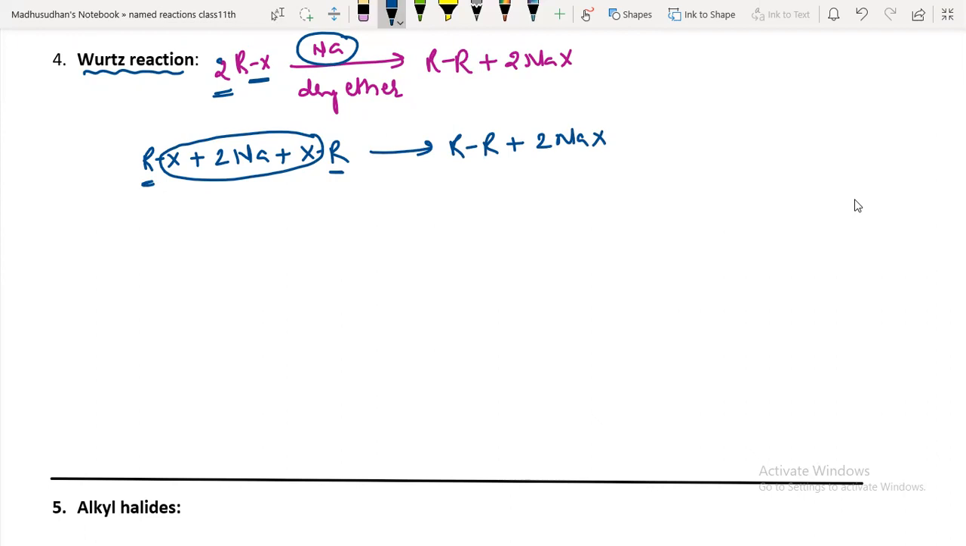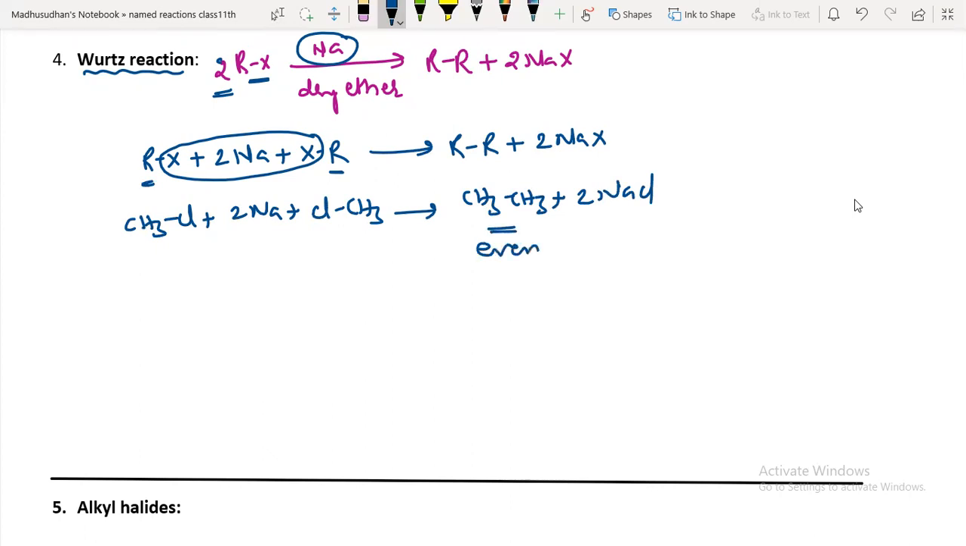Okay. Suppose I start with methyl chloride on reaction with sodium. 2 moles of methyl chloride I am taking. What is the product? Ethane is the product you are getting. So the problem with this reaction is you always get only an even number of carbons. If you want to get an odd number of carbons, you have to introduce two different alkyl halides. Suppose I'm taking two different alkyl halides.